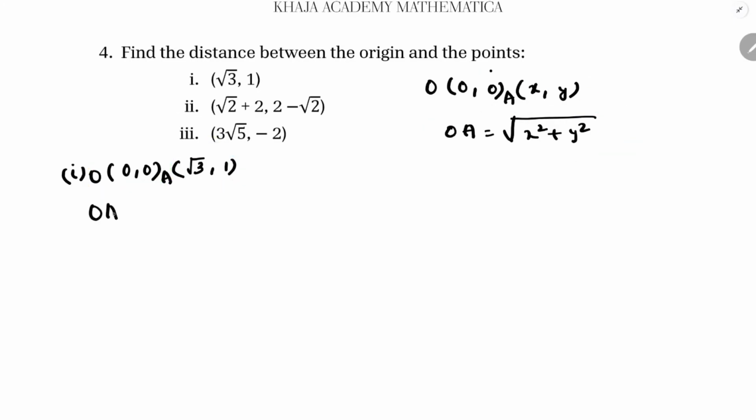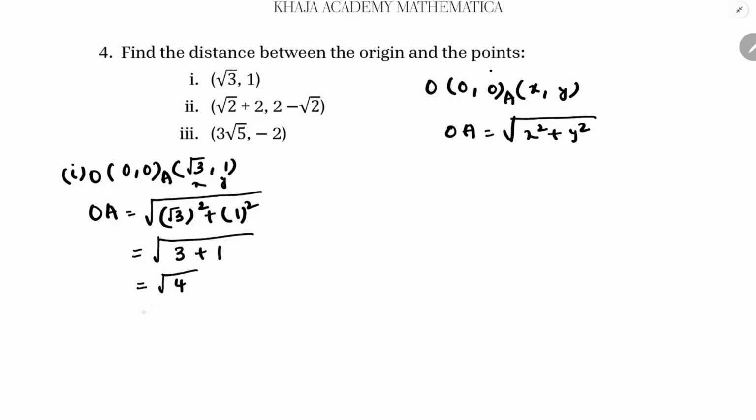So here the OA distance is under root, this is x, this is y, so root 3 whole square plus 1 square. Root 3 whole square is 3, 1 square is 1, so it is root 4. Root 4 is 2 units.